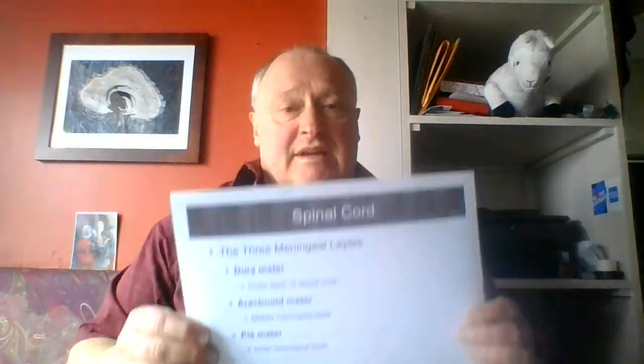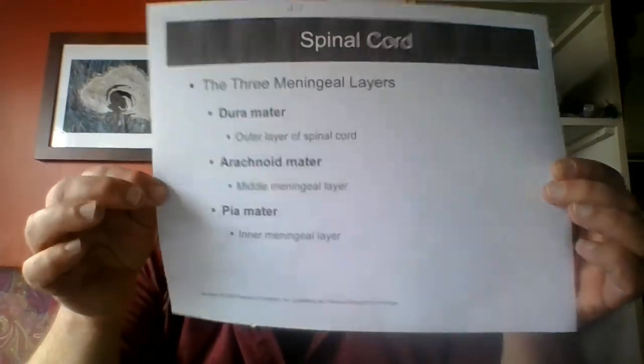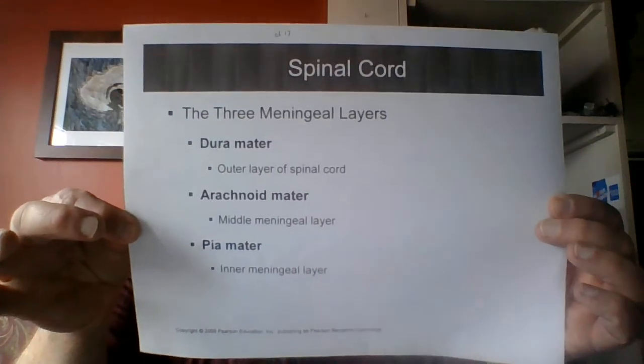So let's get started here. First thing we're going to do is talk a little bit about the spinal cord and some of the layers and the central nervous system. Alrighty, so let's get centered up here a little bit. That looks pretty good.